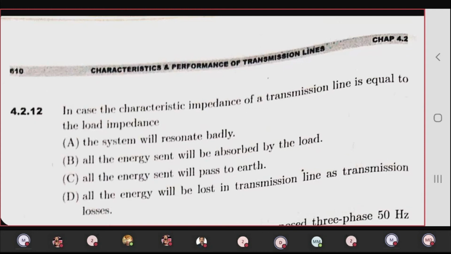Assume the scenario where the line is terminated in its characteristic impedance. The reflected voltage is 0. So if the line is terminated in its characteristic impedance, obviously the reflected voltage is 0. In this case, all the energy sent will be absorbed by the load. So your entire thing should be absorbed by the load. It is also called an infinite line. So option B is correct. All the energy sent will be absorbed by the load.